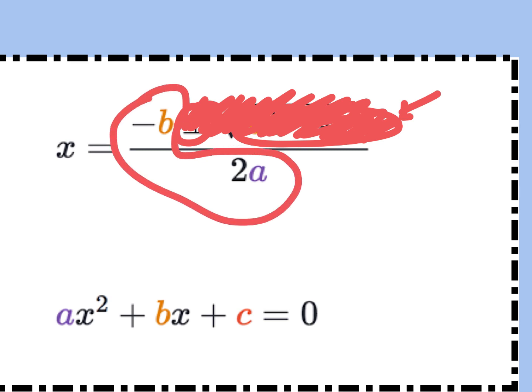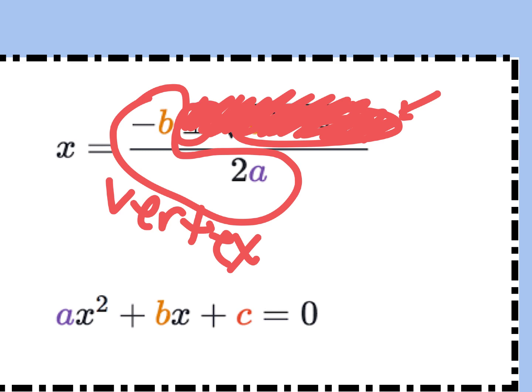Do you have a short-term memory? We had that formula before this year, and it was for the vertex. Negative b over 2a. Does that ring a bell? Okay. So this formula is intense. The quadratic formula's got the vertex formula in it, right there. Negative b over 2a.